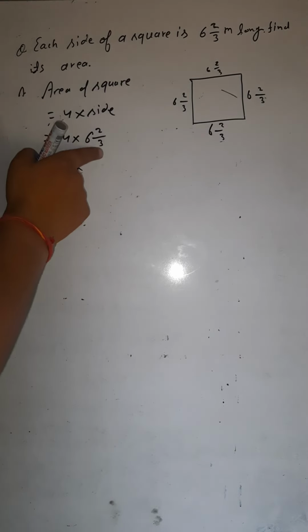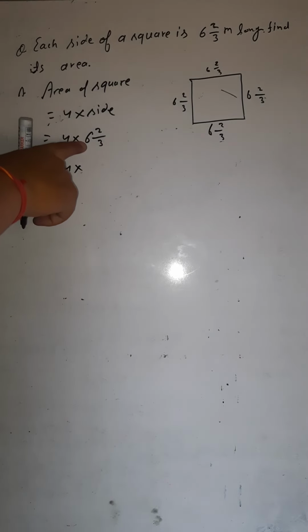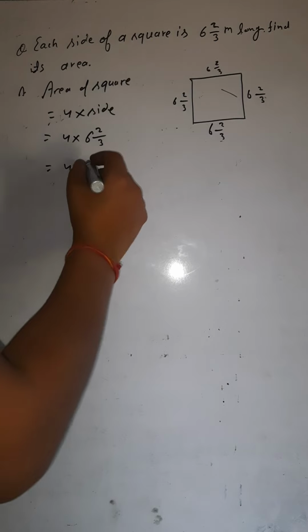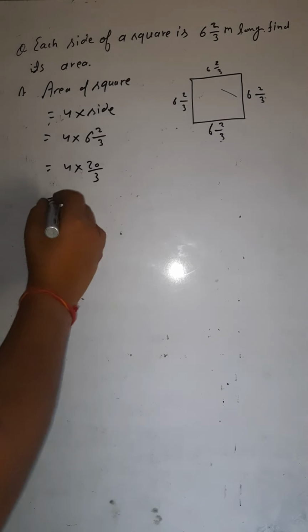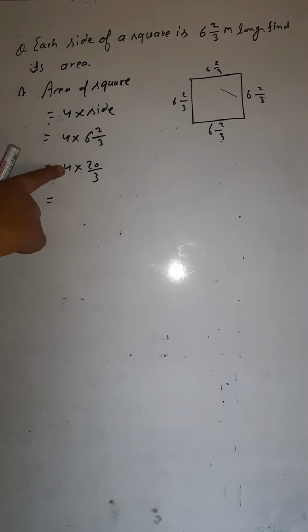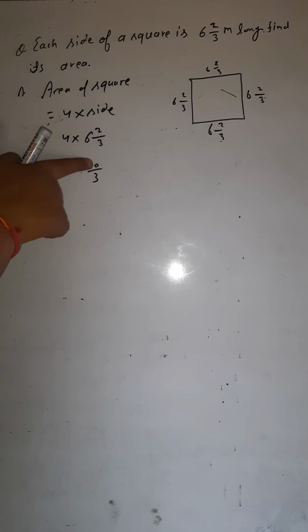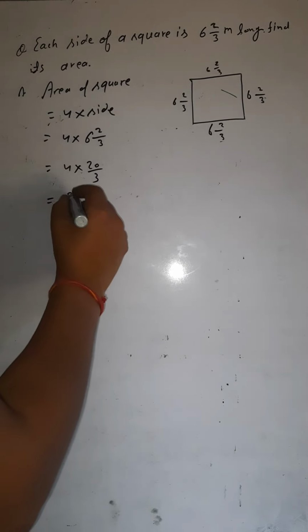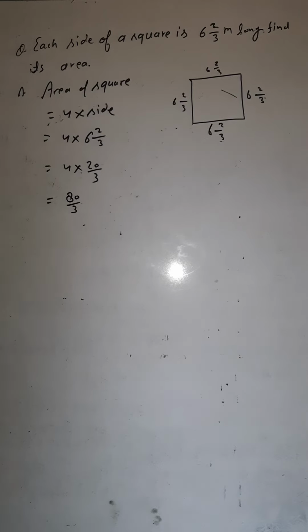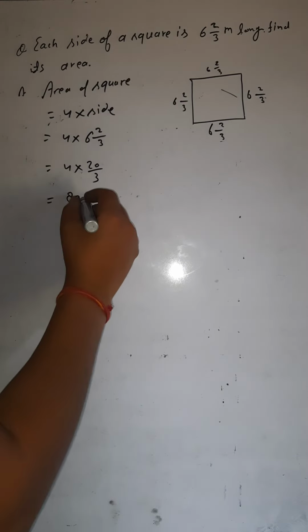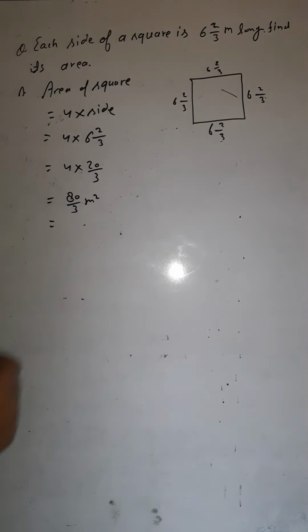4 multiply 6, 3 sixes are 18. 18 plus 2 would be 20 by 3. So just multiply. You cannot cut. So this 4 would multiply outside. So 4 into 20, 4 twos are 8, so 80. 80 by 3. Okay. Square meter. So this is the area of the square.